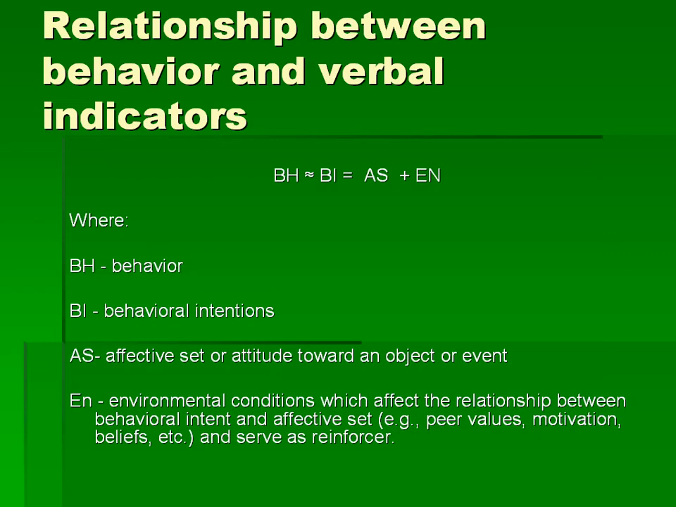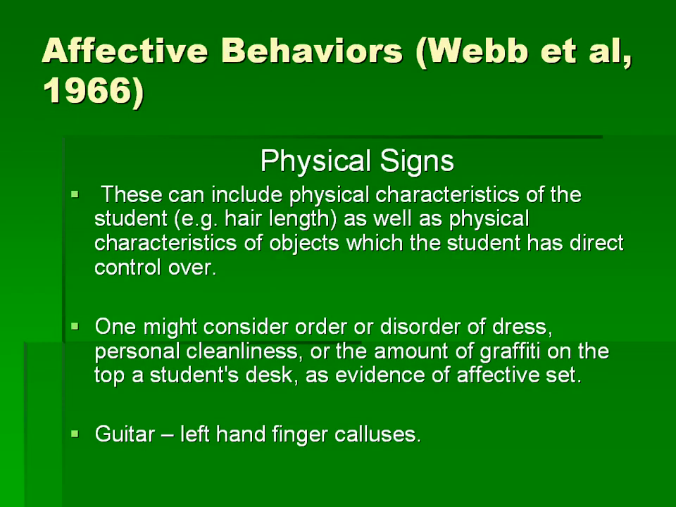Now, I also, I think, suggest that if one collects enough behavior, then one will find the true affective set, that environmental factors will cancel out, because sometimes you might have money to go to a concert and other times you don't. But long term, your general affective set, if we collect enough data, should be apparent. Now, there's an interesting book that was published a long time ago by Webb and several other colleagues that look at different categories of affective behaviors. And so I'm going to review a few of those.